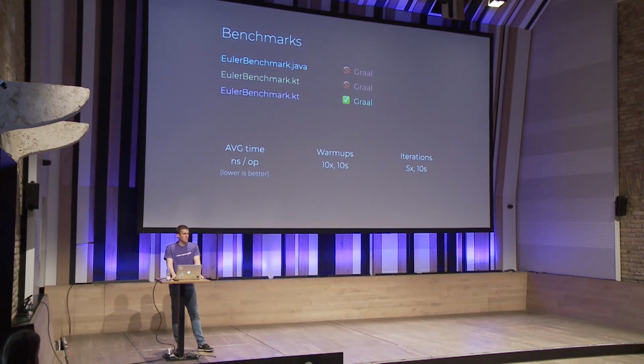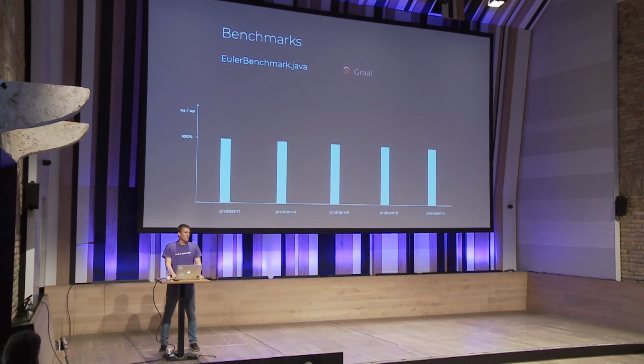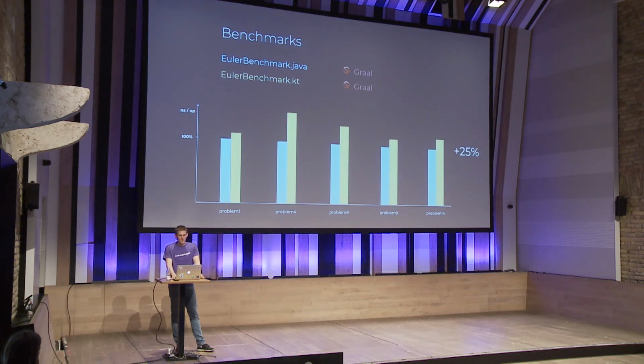I have measured the average time per operation, which means the lower values are actually better. I did a couple of warm-ups and a couple of normal iterations, and I have established a baseline. These bars are normalized values, so this is the baseline Java performance. And if we compare it with Kotlin, you can see that Kotlin indeed has some overhead across all the benchmarks. On my machine, this was 25%.